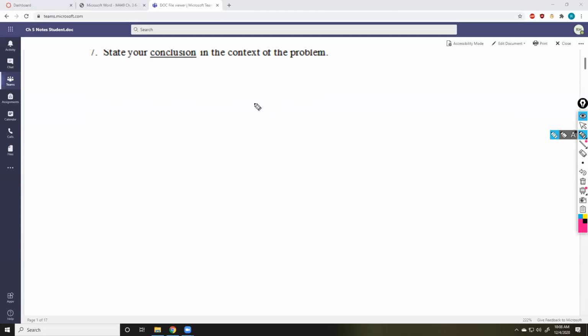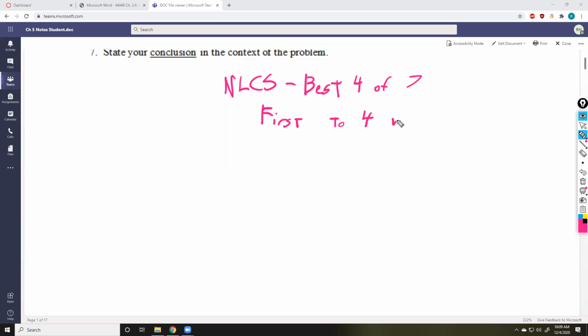So if we have the NLCS, like a lot of sports series, it is best 4 out of 7. And so that means that 7 games aren't always played. It is sometimes however many games we need for one team to get to 4 games. So another way to say it is that it's the first team to 4 wins.